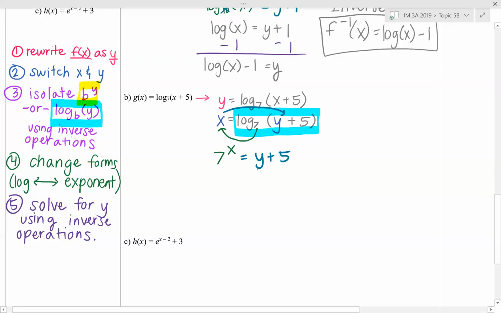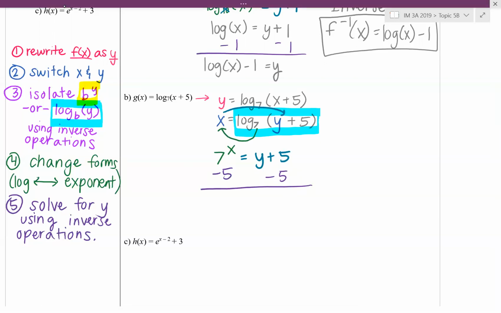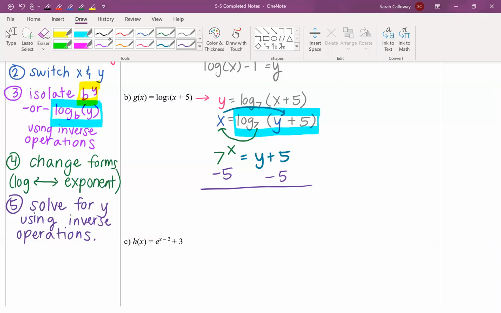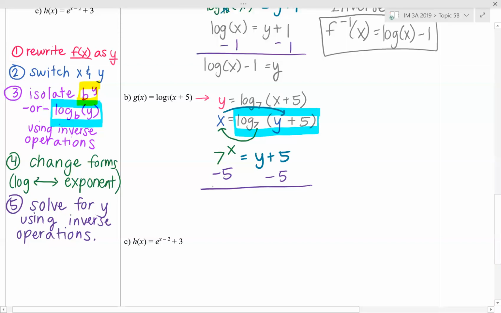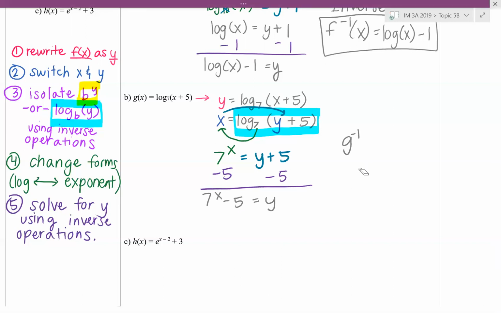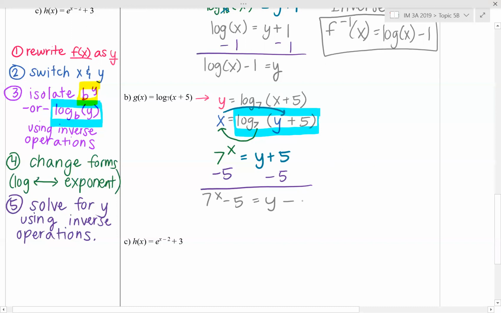In order to get y by itself now for step 5, I'm going to subtract 5 from both sides. Again, because that exponent is on the 7, I cannot subtract 7 minus 5 and get 2 to the x. This stays as 7 to the x minus 5. These are not like terms. So that means that my inverse is g inverse, because this was a function named g. I'm going to write that a little bit smaller. So g inverse of x is 7 to the x minus 5.